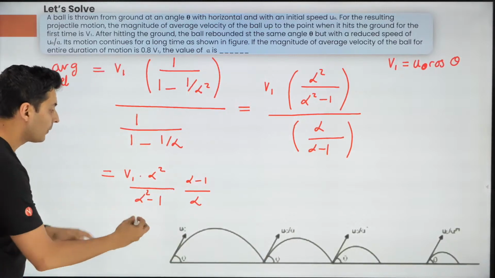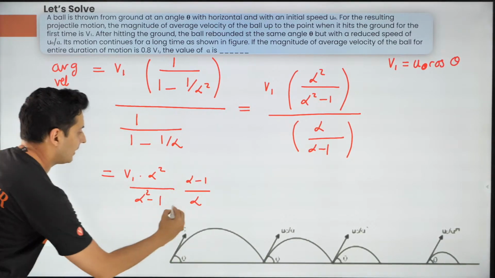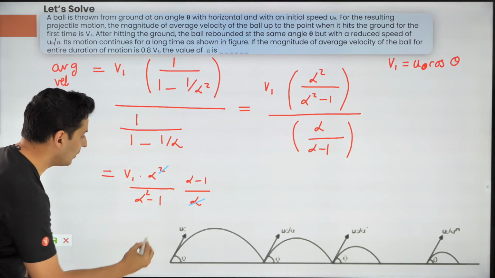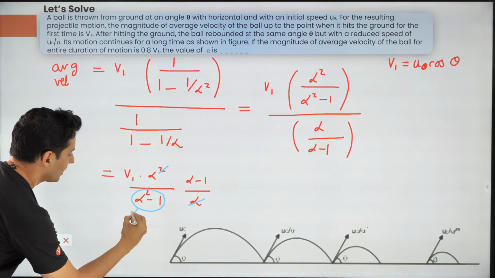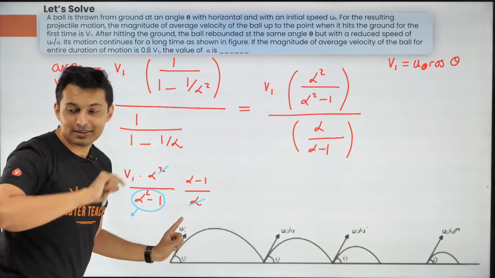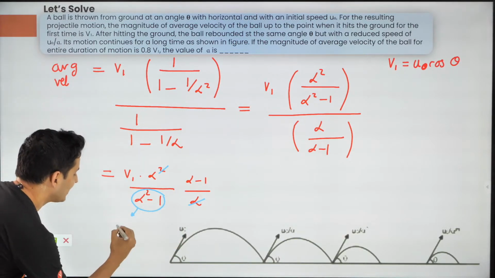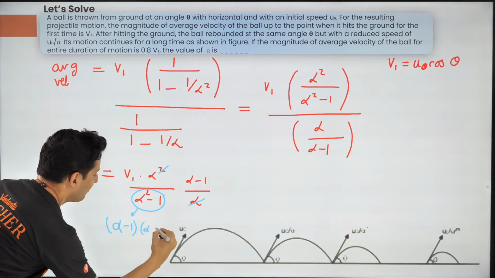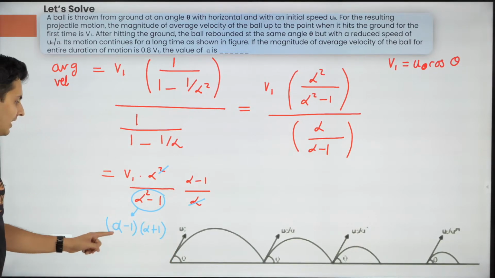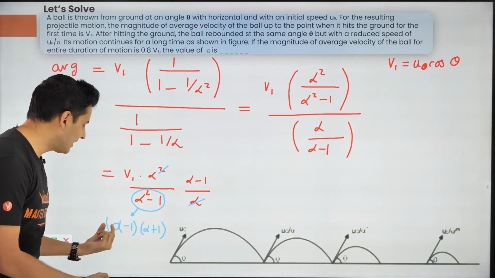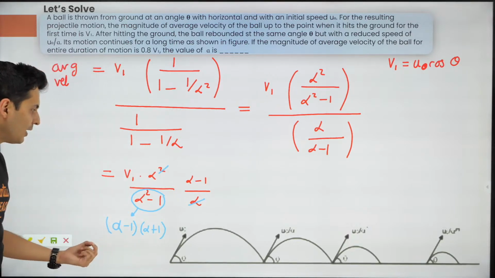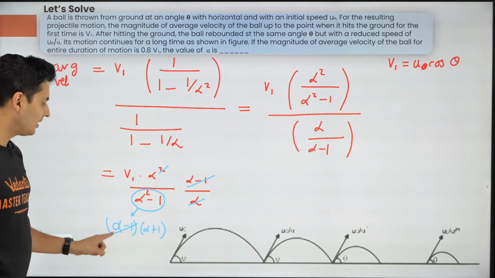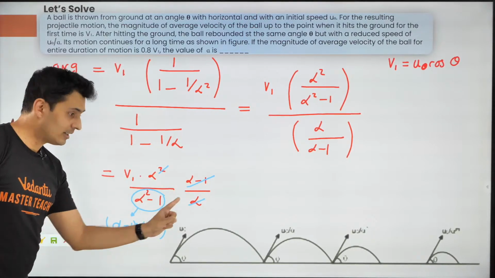Yes. Now, what will happen, guys? Let's look at it. Now, this term over here, believe me, is actually a square minus b square. So it is alpha minus 1 into alpha plus 1. If you think about it carefully, alpha square minus 1 is alpha minus 1 into alpha plus 1. So this alpha minus 1 and this alpha minus 1 will cancel out.